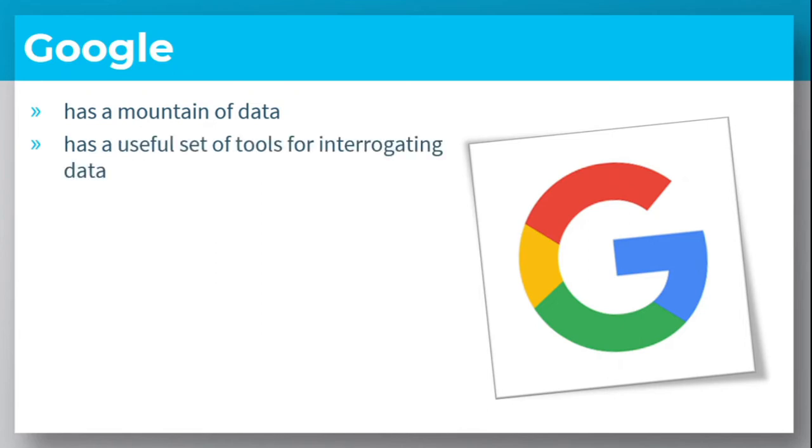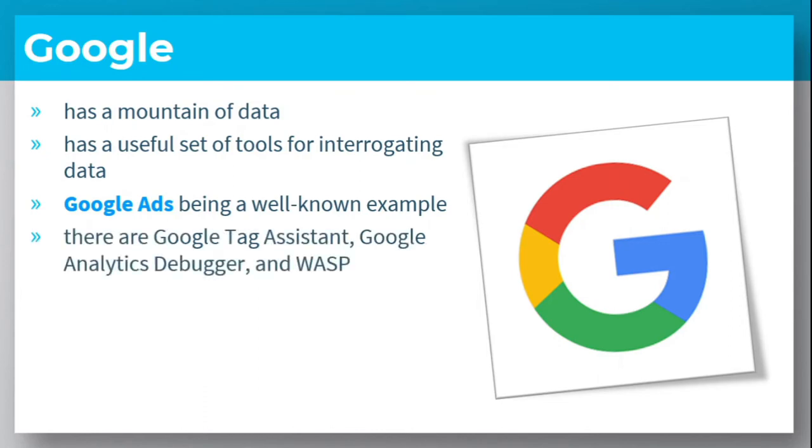It has a useful set of tools for interrogating data. What are these tools? One of those is Google Ads. Google Ads enables you to predict what kind of information people need. That's why every time you search for something, Google can give you a prediction of what you're trying to search, because of Google Ads. Then there are Google Tag Assistant, Google Analytics Debugger, then we have the WASP.